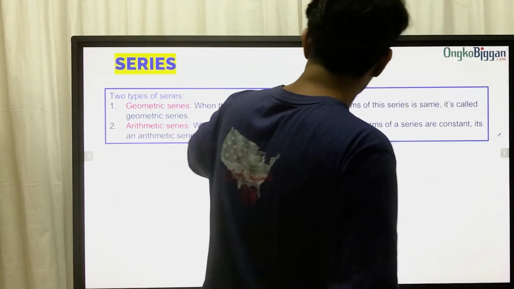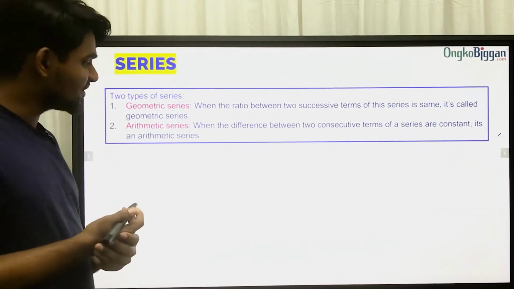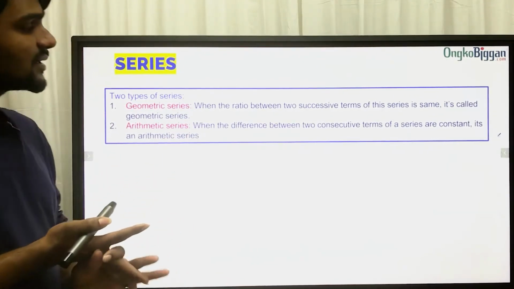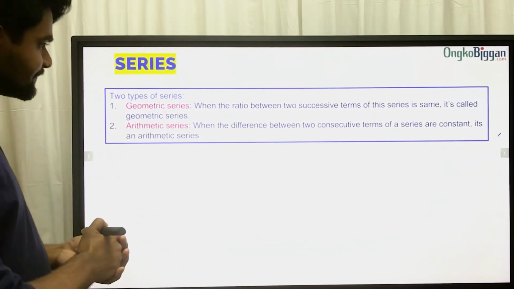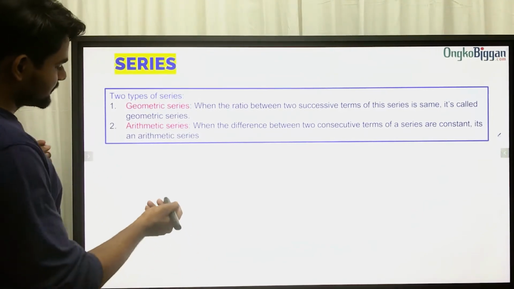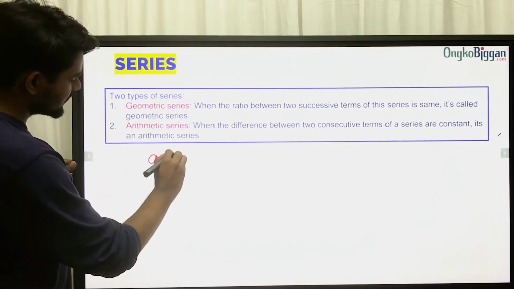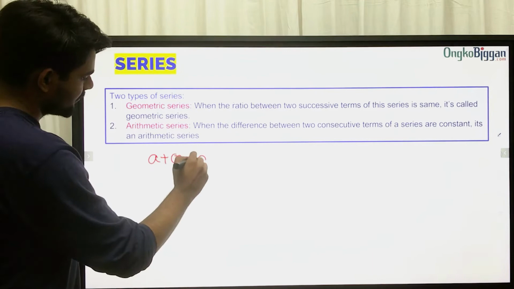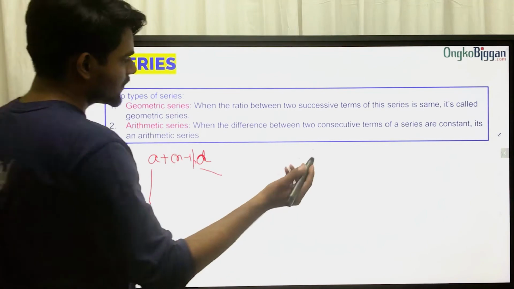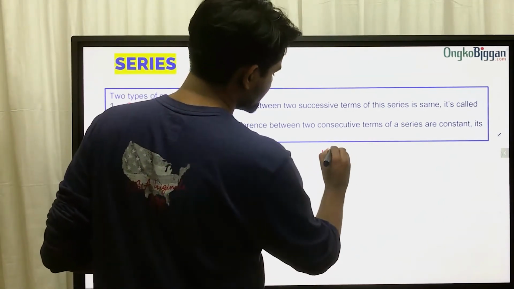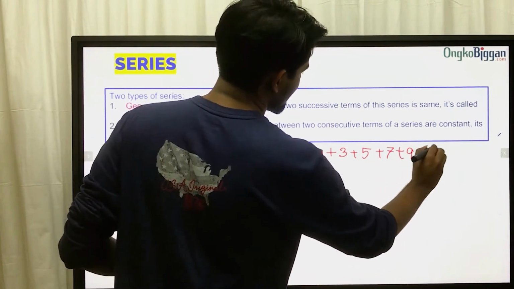Now we move on to the arithmetic series part. The second type of series is arithmetic series. When the difference between two consecutive terms of a series is constant, it is an arithmetic series. You know the general formula of an arithmetic series, that is a plus (n minus 1) d, where d is the difference and a is the first term. An example of an arithmetic series is 1 plus 3 plus 5 plus 7 plus 9 plus and so on.